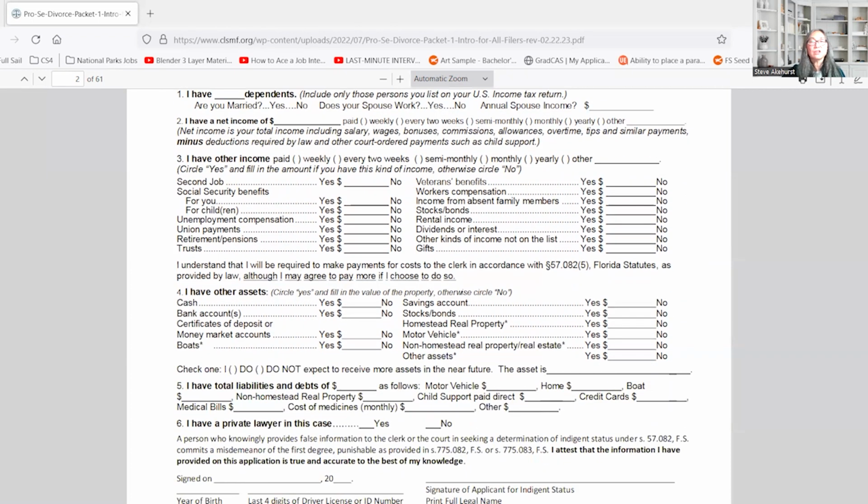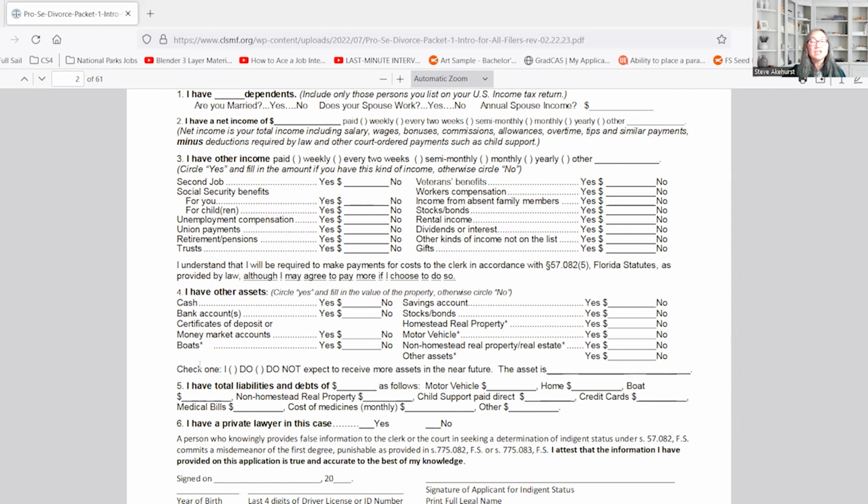And then next, you're going to list whether you have any other assets. That's whether you have cash on hand, bank accounts, any CDs, boats, savings. You would have to write the rough estimate. You don't have to be exact to the penny, but you have to write it. And if you don't have it, just circle no, and same thing.